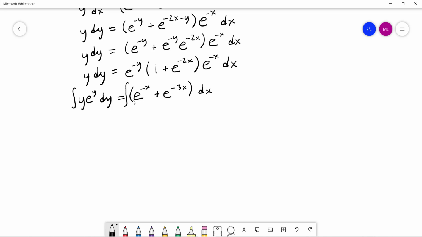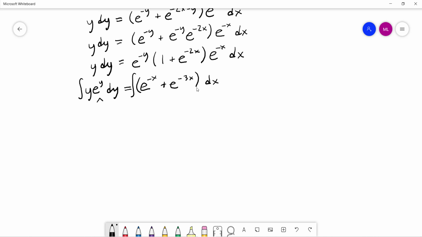Over here, this one's not so bad. I can just split it up into two separate integrals. I'll have the integral of e to the negative x dx plus the integral of e to the negative 3x dx. This one technically requires a u substitution, but it's one that I can more or less do in my head. So I'm not going to worry about the right-hand side too much. Let's focus on this side. So this side I'm going to integrate by parts.